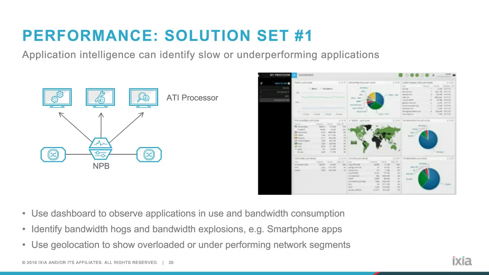This resulted in a loss of revenue and a huge public embarrassment for that service provider. Had the carrier been using application intelligence, the bandwidth consumption of that particular application would have shown up on the dashboard. The system admin could have easily seen the bandwidth explosion in real time. Armed with that information, they could have put controls in place that would have prevented the network outage that occurred. So these are just some examples. At this point, I'm going to hand things over to Paul and let him cover a few more.